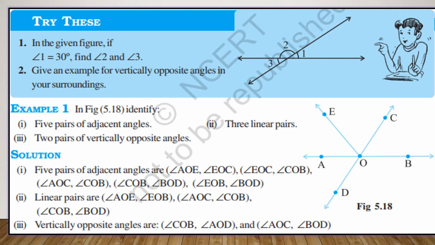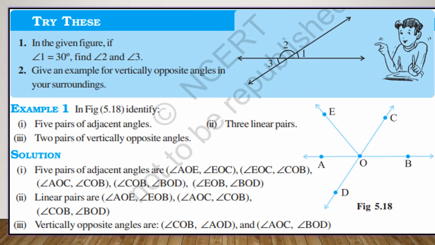Let us see one example from our textbook. In the given figure, identify 5 pairs of adjacent angles, 3 linear pairs, and 2 pairs of vertically opposite angles. You know that adjacent angles should have a common vertex, a common arm, and the non-common arms should be on either side of the common arm. By satisfying these 3 conditions, we can find out 5 pairs of adjacent angles.